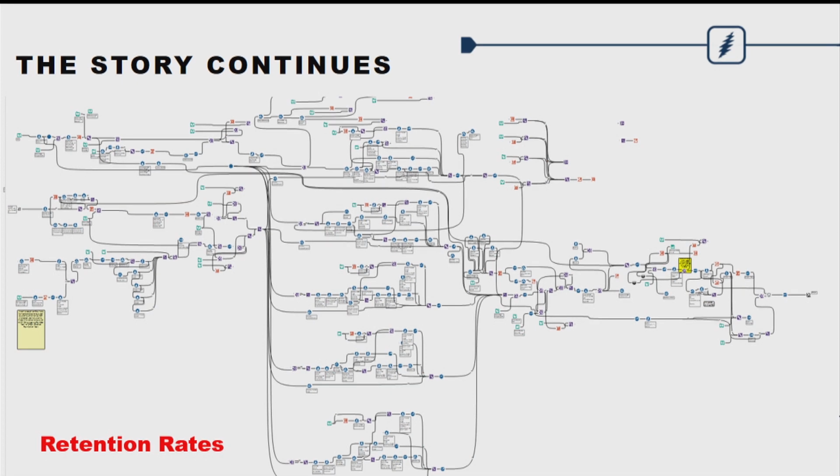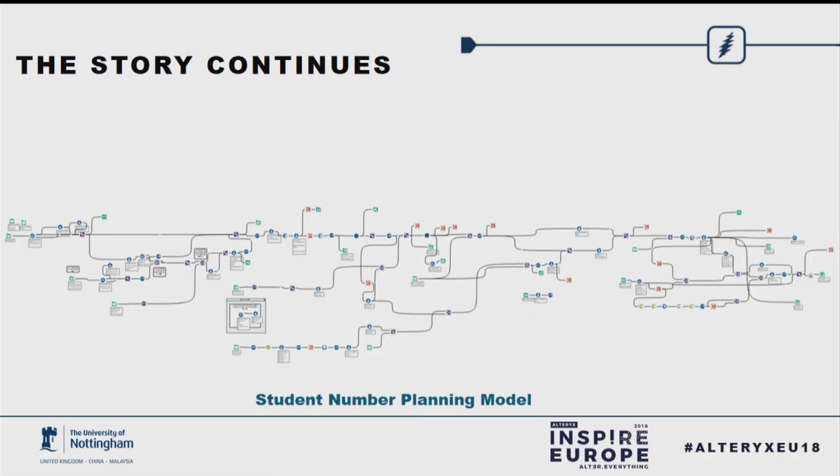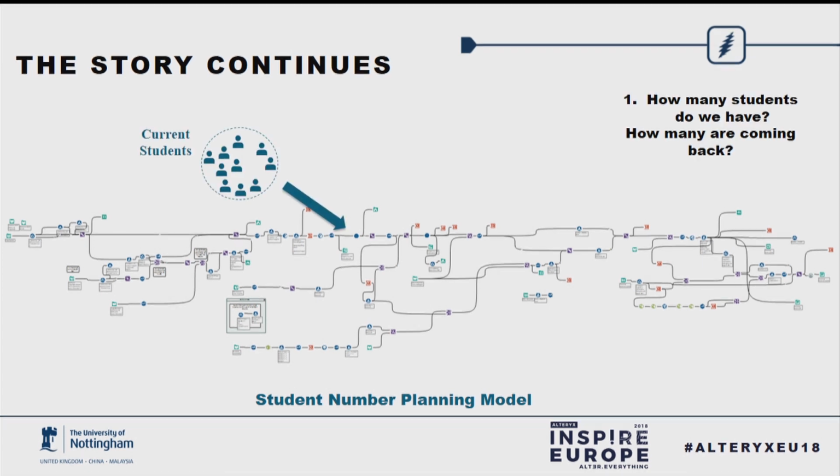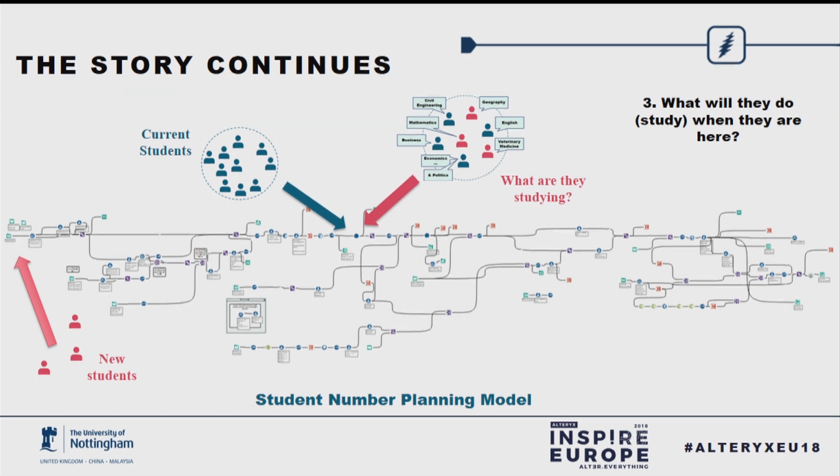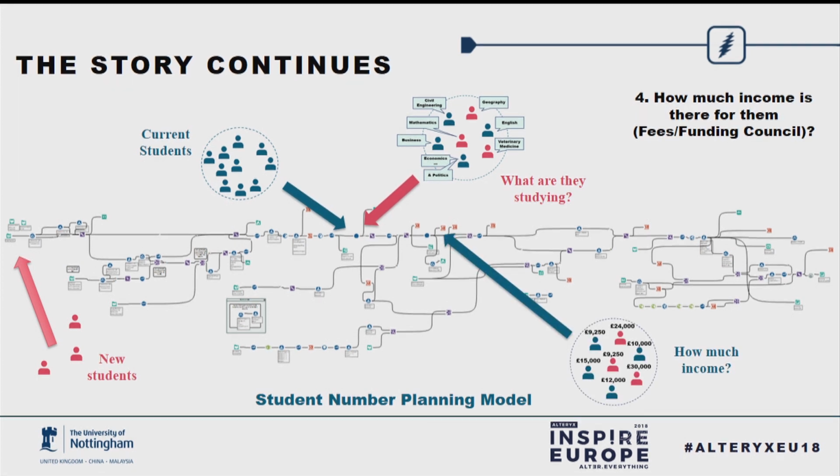So I need to understand what's going on. So what did I do? Because I knew Alteryx, I ran the process a few times, and I could work out what was happening in the process, because I understood Alteryx and understood what it did. So I could see where Neil's 4 questions fitted into the model. We've got the current students, the new students, what they're studying, and how much they're paying. So it's like, great, that's good, and I can understand it.